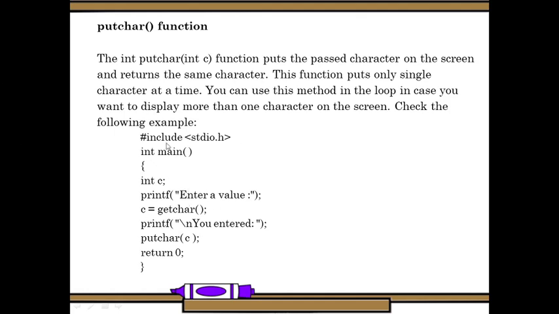See here, #include <stdio.h> to perform the printf function. This linker links the library function, standard input output, then the main part. In that we declare c, then enter the value of c equal to getchar. So whatever character getchar reads, putchar displays it. Let us try it with Turbo C.